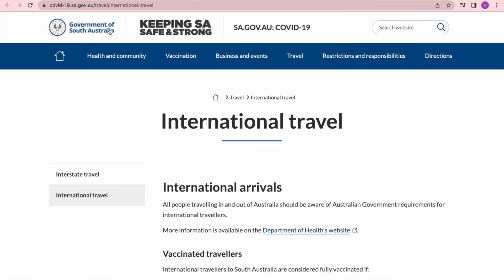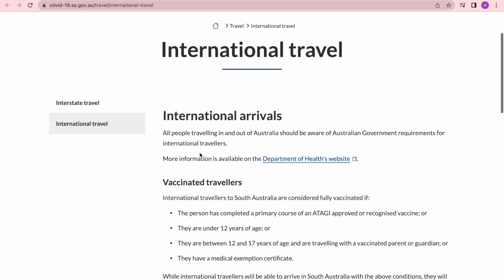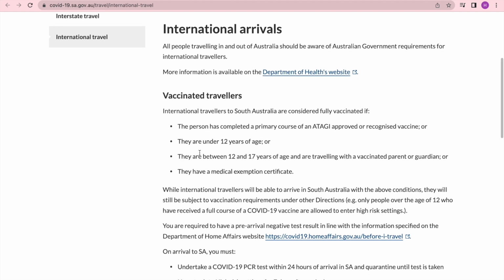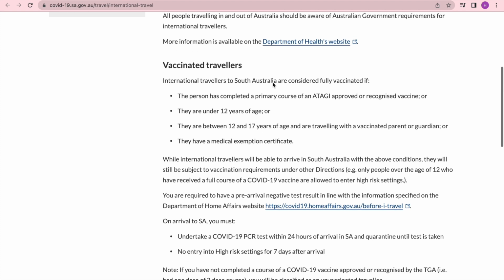Okay, South Australia. So as you can see here, we are on the Government of South Australia website, and we're looking at international travel. So international arrivals. All people travelling in and out of Australia should be aware of the Australian government's requirements for international travellers. Now, more information is available on the Department of Health's website.